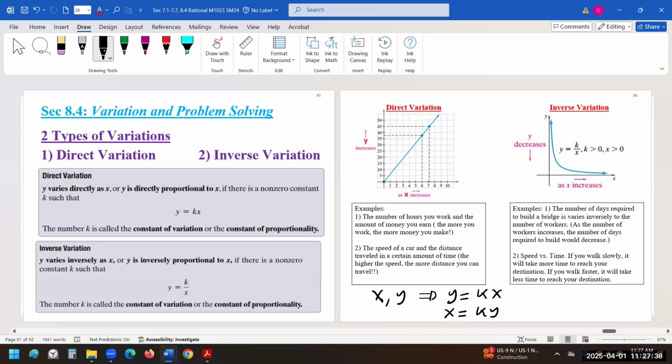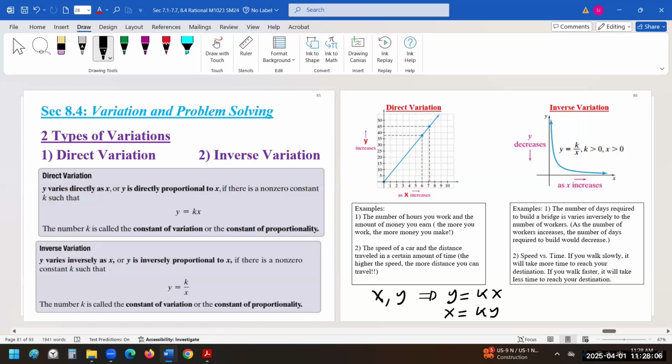So the number of hours and how much you earn, they have a factor, it's called the pay rate. K in your real life for a money problem is the pay rate. So what is the pay rate? $17 per hour. So that K represents $17 per hour. So you are increasing by a common factor.